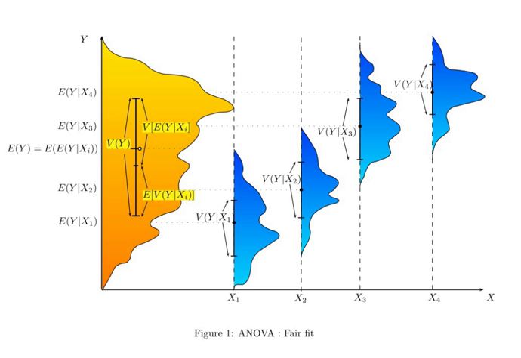Responses: the outputs of a process, sometimes called dependent variables. Treatment: a treatment is a specific combination of factor levels whose effect is to be compared with other treatments.